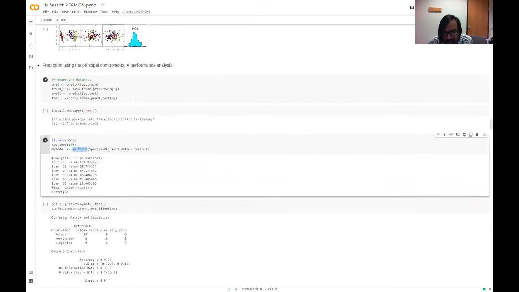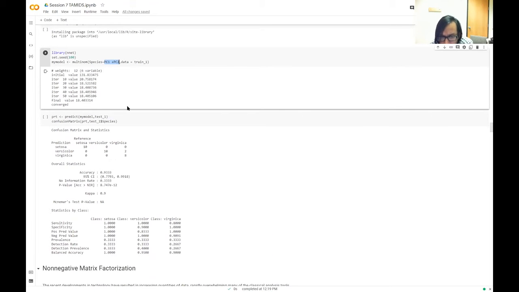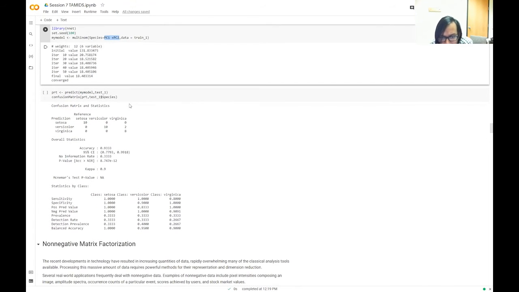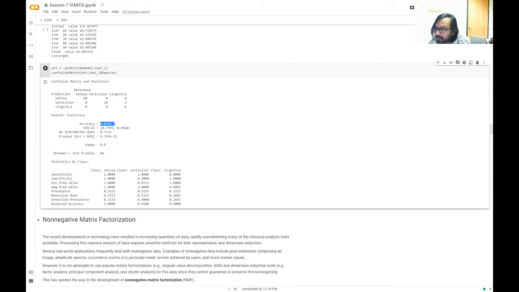So using this, we are trying to predict the species using the first 2 principal components, and only on the training data. We are no longer using the original sepal lengths and petal lengths, only PC1 and PC2. And let us look at the performance. We have an accuracy of 93.3%, which is pretty good, right?